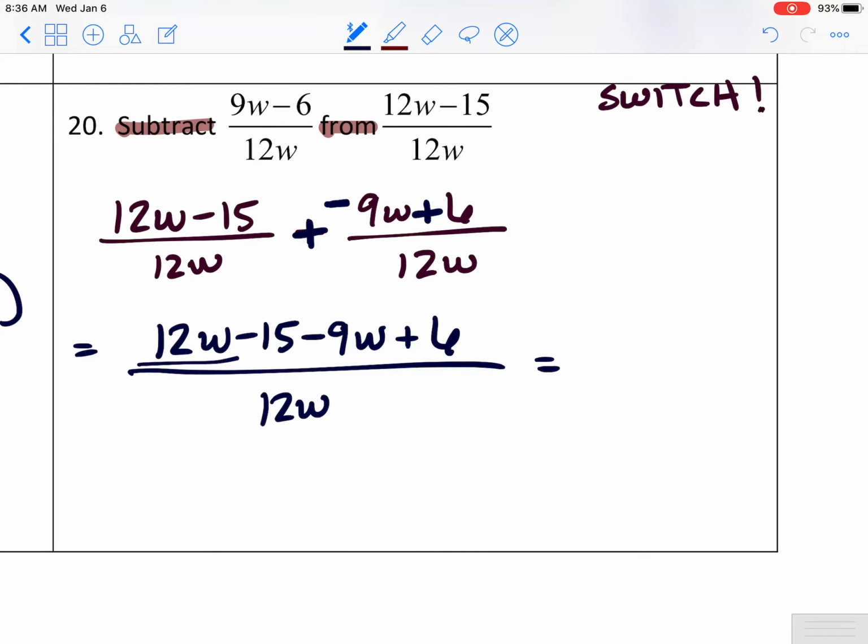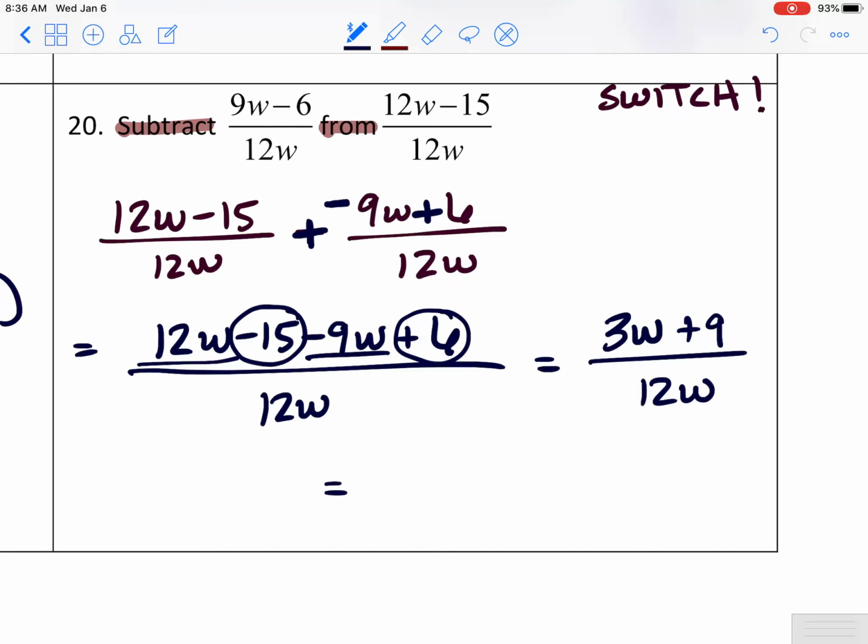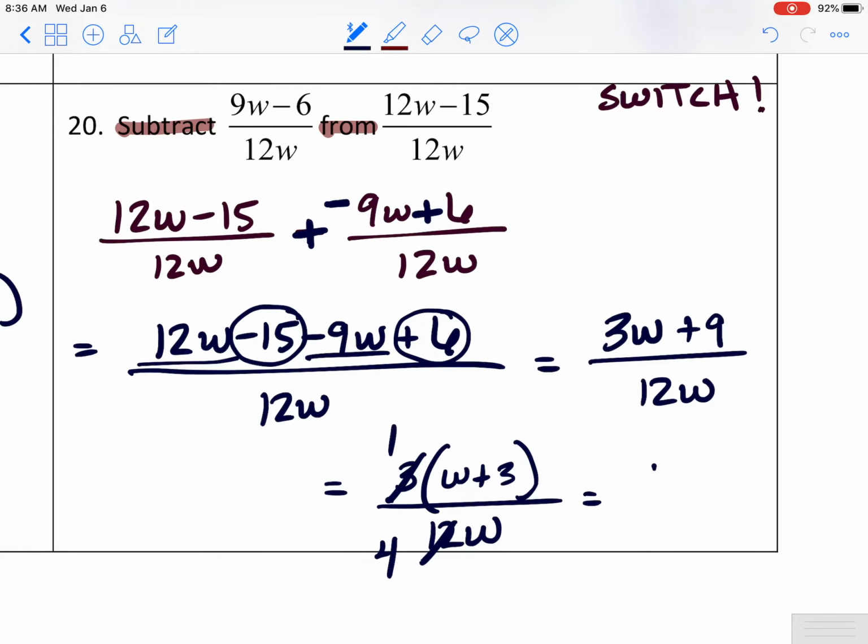So if I combine my like terms, 12w minus 9w would be 3w. And negative 15 plus 6 would give me a negative 9. Now I know I can factor that top. So if I take out a 3, I'm left with w minus 3. And then the 3 and the 12, because there's no plus sign in between the 3 and the parentheses, I can reduce the 3 and the 12 by 3. So my final answer would be w minus 3 over 4w. Another tricky one.